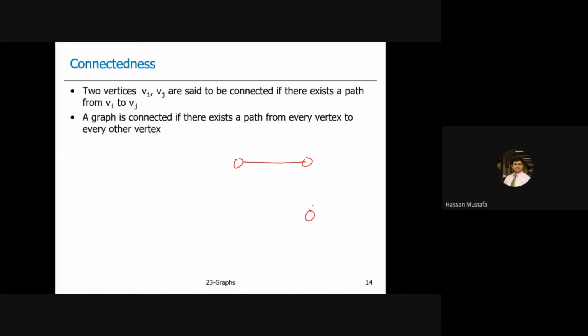But then there's another definition. For example, this is vertex A, this is vertex B, and then we have a vertex C, and B is connected to C as well. This definition of connectedness says that node A is connected to node C because there exists a path from node A to node C. That's the definition of the connectedness of two vertices.